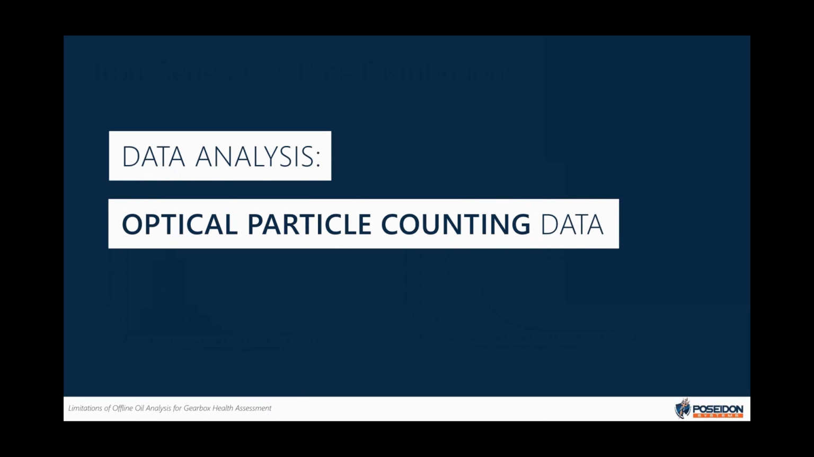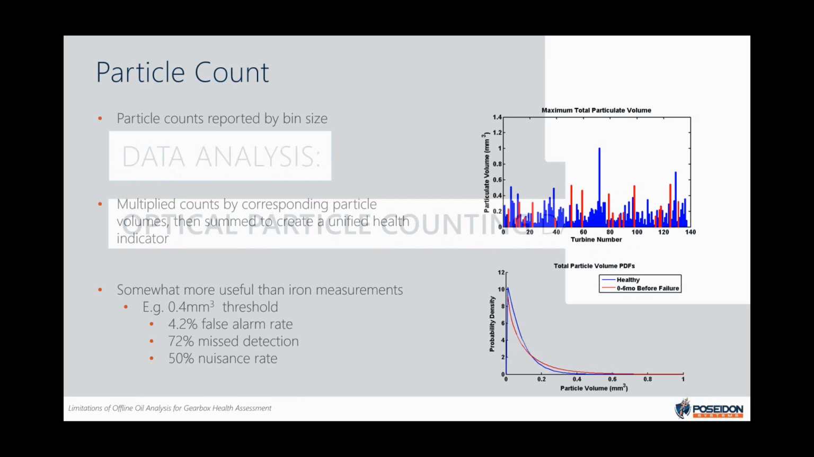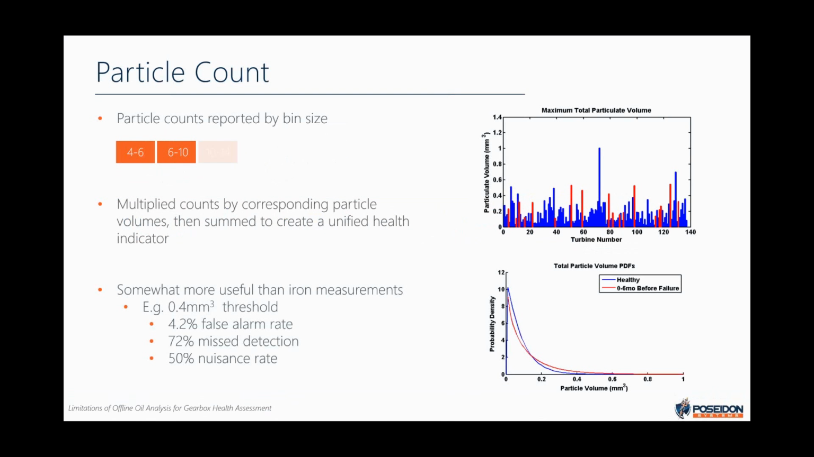So now we'll move on to the optical particle counting data. We received particle data in 2 ways. The first way was binned according to the sizes shown at the top there, 4 to 6 micron, 6 to 10 micron, and so on. Using the average particle size for each bin and assuming a spherical particle, we calculated and summed the cumulative volume of particulate matter in each sample. The maximum particulate volume in cubic millimeters from each turbine is shown in the chart on the top right.